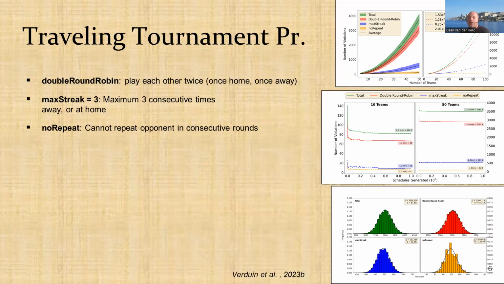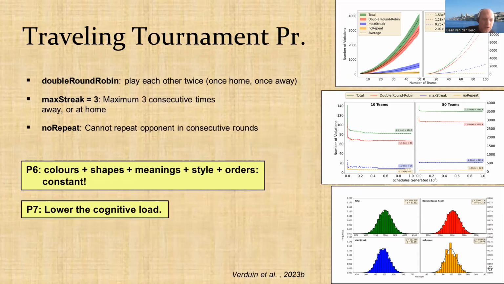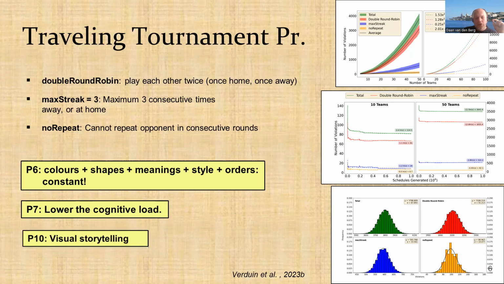Okay, so now if you look at the whole thing, then you can see that these three figures sort of have a relationship to each other. It's always total first in green, then double round robin in red, then max streak in blue, and then no repeat in yellow. Very, very contrasting colors, but the meaning is always the same. The order is always the same. And this accounts for some cognitive load. It makes it easier to understand your paper, and it abides by the view of visual storytelling.